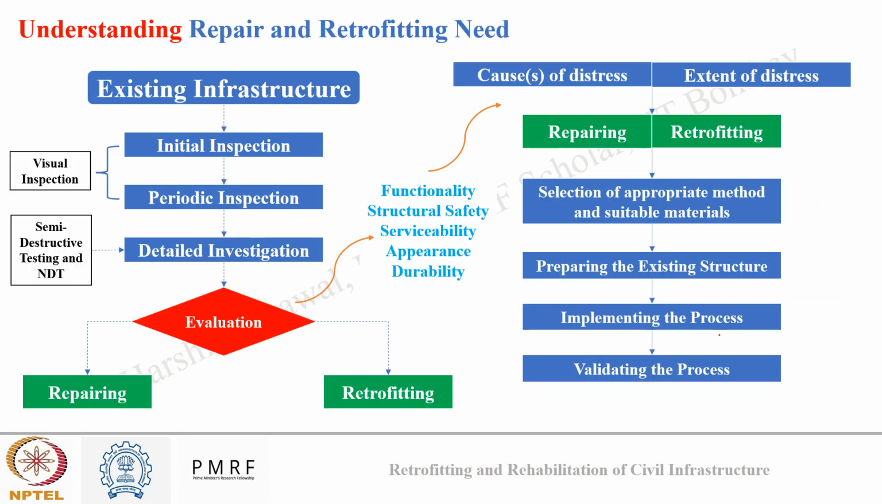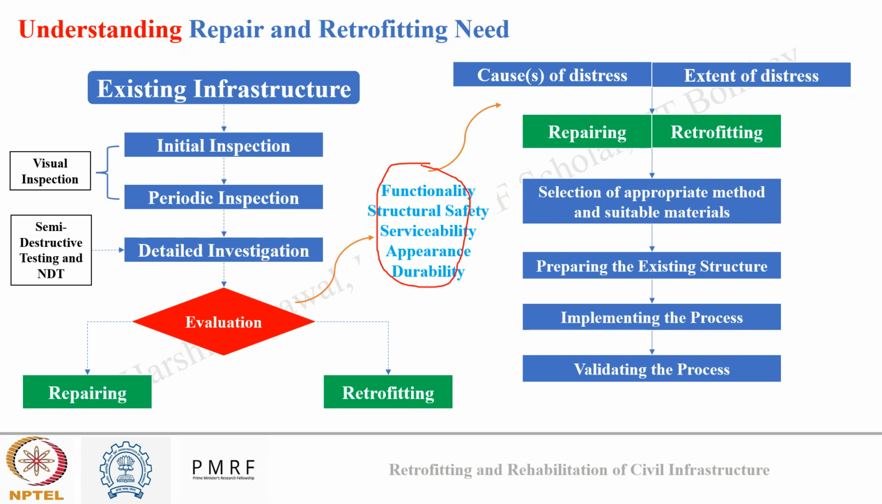And then we started our discussion on repair and retrofitting. We first understood what each term means and how they are related to performance and deterioration. Then we saw a flow chart of different steps of a concrete structure inspection and different parameters which help us to decide whether we need to go for repair or retrofitting. So these are the parameters that we saw.